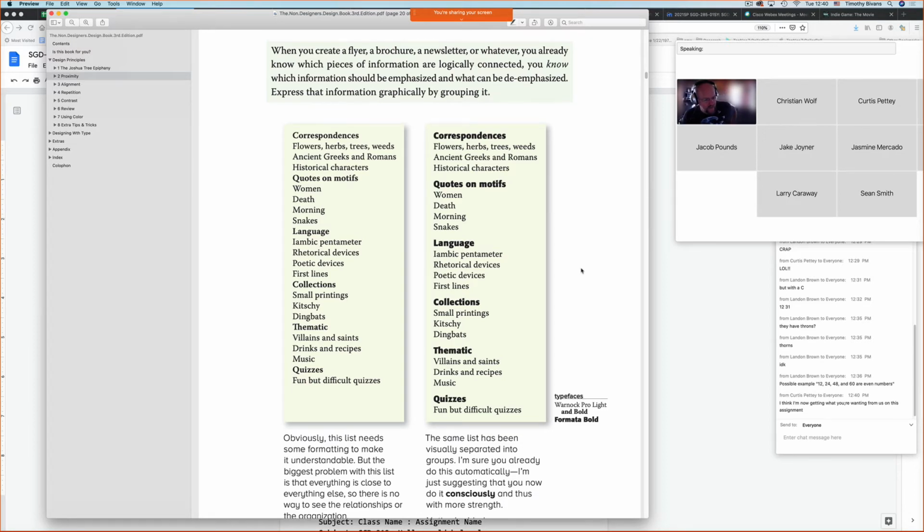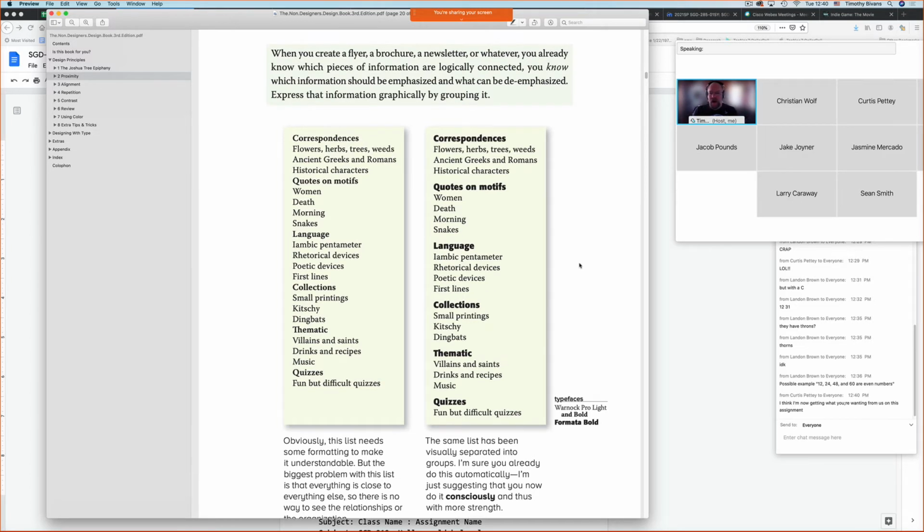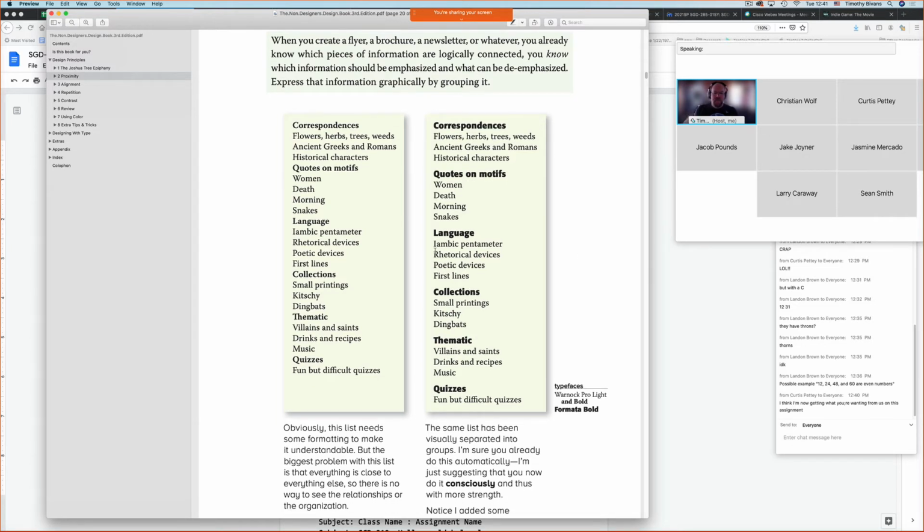Well, that's good. I'm glad you're starting to get it, right? And once I get through the chapter, we'll talk specifically about the assignment, right? When you create a flyer, a brochure, a newsletter, or whatever, you already know which pieces of information are logically connected, right? So what's the problem here, right?